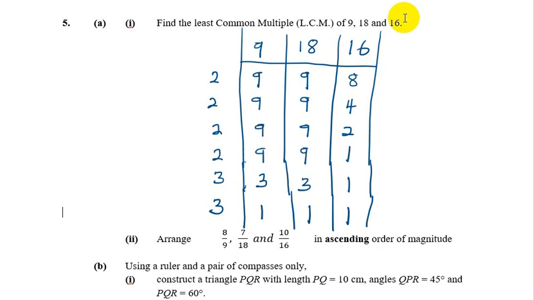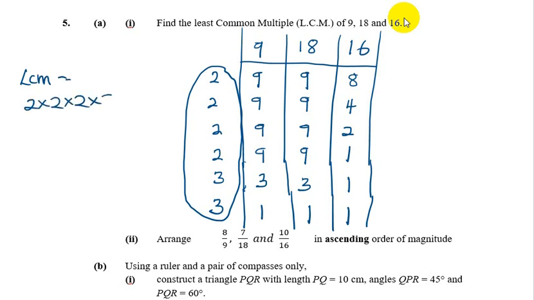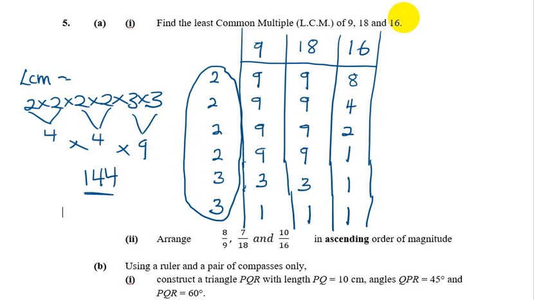But what's the answer now? The LCM will be the multiplication of these numbers. So we are going to get LCM equal to 2 times 2 times 2 times 2 times 3 times 3. Now 2 times 2 gives me 4. 4 times 4 gives me 16. 3 times 3 gives me 9. So 16 times 9 will give me 144. So that's the LCM, the least common multiple for 9, 18, and 16.